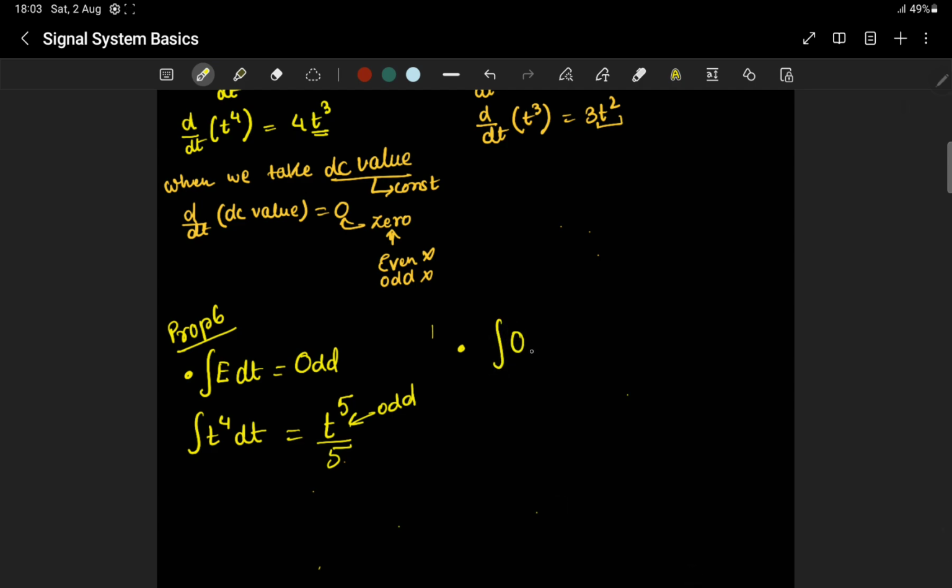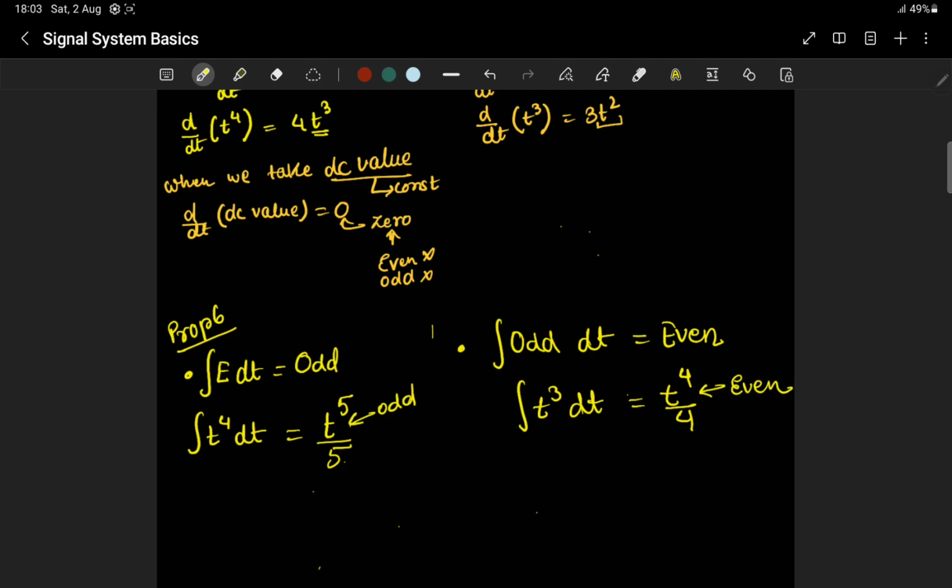So what am I doing? Odd signal dt, and definitely I am going to get even, right? I hope you understand. Still I am going to give you an example as it's my duty. So here I come with t to the power 4 divided by 4, and this is our even.